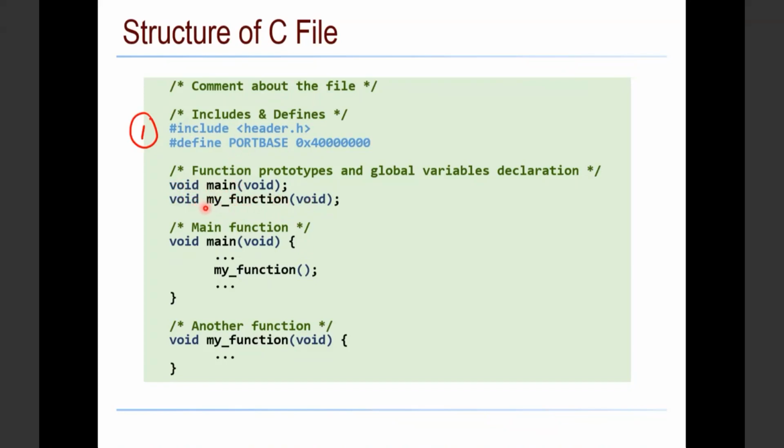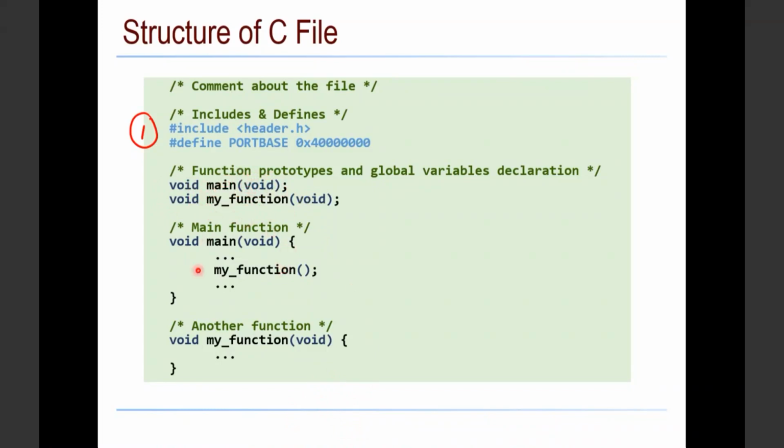It cannot recognize your function after you use it down here. When you use it down here, it will not recognize that function. So to be safe, you had better declare all your function prototypes or global variables here.